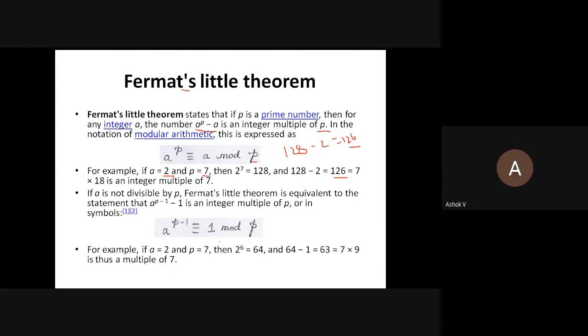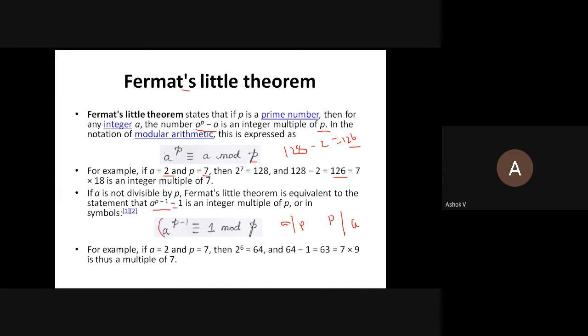We can also state another version. If a is not divisible by p, or p is not divisible by a, Fermat's little theorem is equivalent to the statement that a^(p-1) minus 1 is an integer multiple of p. This is another version of Fermat's theorem.